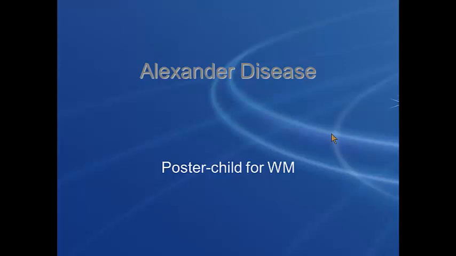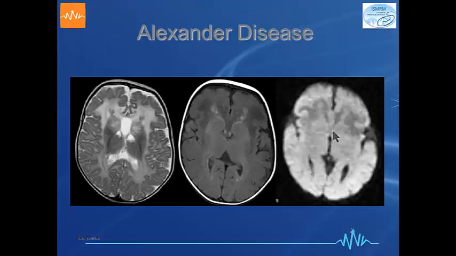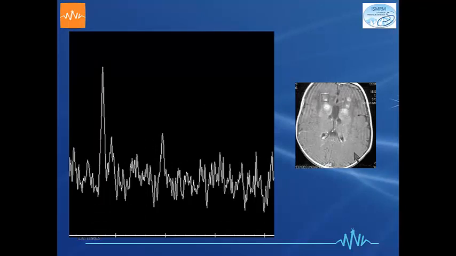Next, the poster child for white matter disease would be the leukodystrophies. And one typical example would be Alexander disease, where there's frontal distribution of bilateral symmetrical high signal intensity in this child on T2 weighted MR image, and decreased signal intensity on T1. Unlike the other gray matter type abnormalities, this patient did not have restricted diffusion on the DWI.